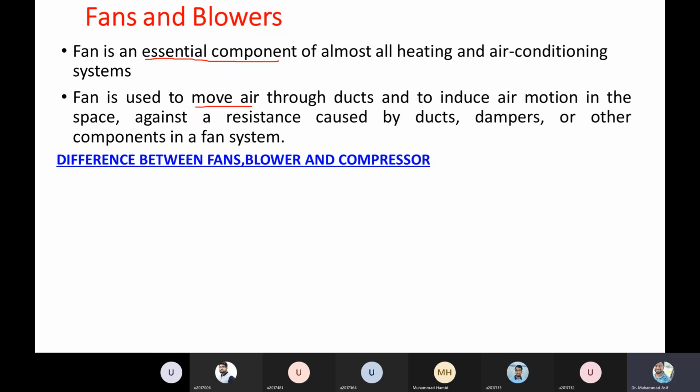So what do you think? Is there any difference between a fan, blower, and compressor? Do you think there is any difference between these? Because all of these three components, whether it is a fan, blower, or compressor, are used for gases, for air, and they are used to increase the pressure mainly. So what's the difference then between the fan, blower, and the compressor? Does anyone have any idea of the difference?